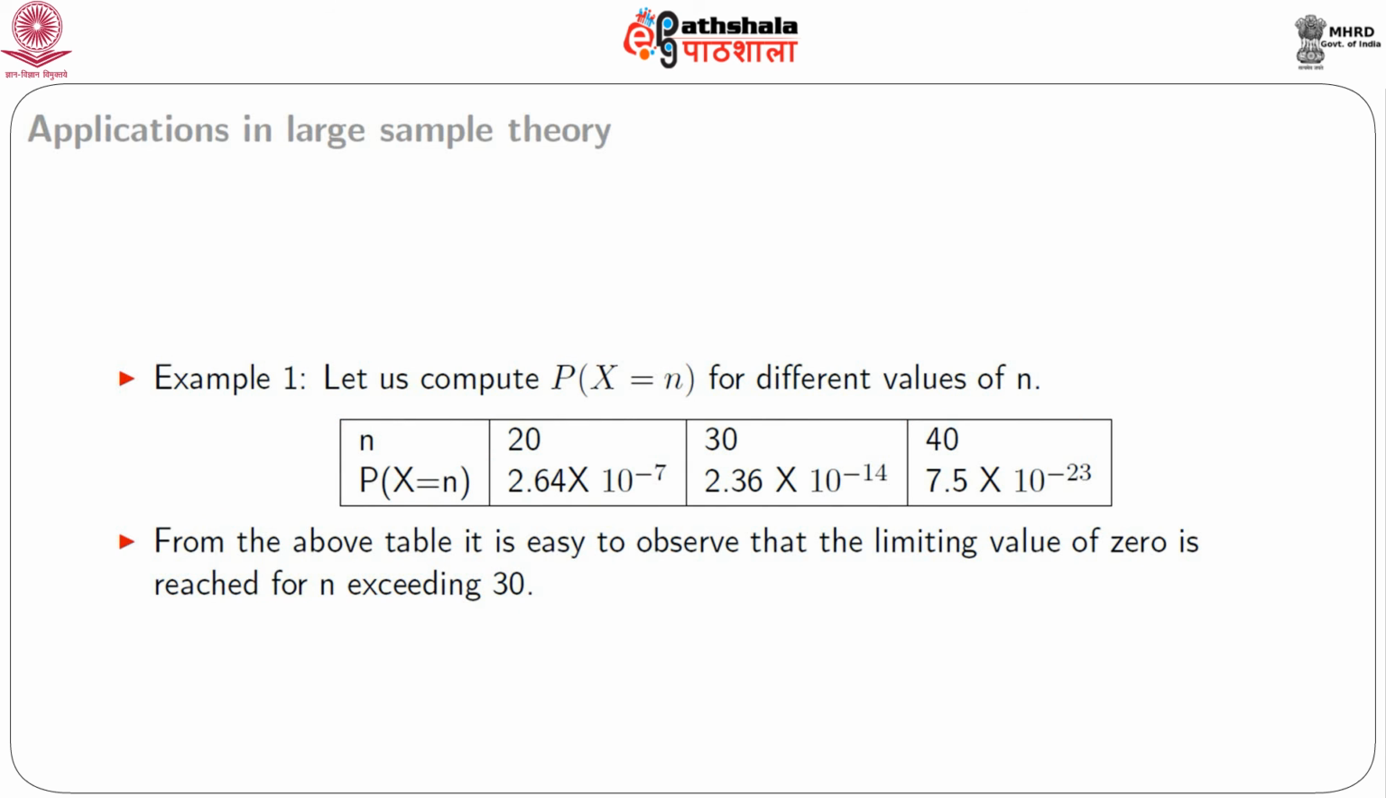Let us compute probability X equal to n for different values of n. For example, if we take n equal to 20, we get probability X equal to n as 2.64 multiplied by 10 to the power minus 7. If n is taken as 30, we get another quantity, which is 2.36 multiplied by 10 to the power minus 14. That is, as we increase n, we get decreasing values of probability X equal to n, and for n equal to 40 we get 7.5 multiplied by 10 to the power minus 23, that is almost 0. So it is easy to observe that the limiting value of 0 is reached for n exceeding 30.